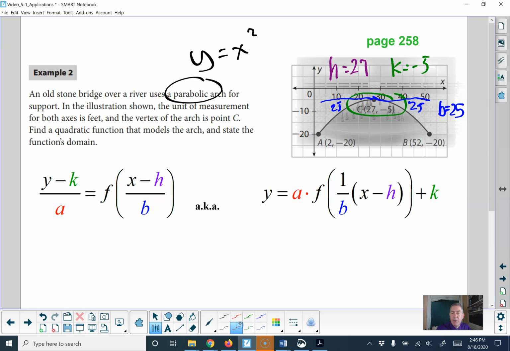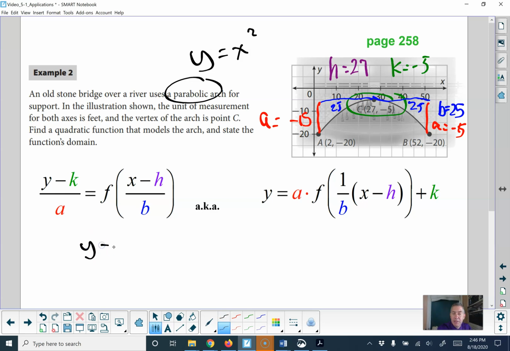And how much up and down? Normally it's up and down 1. Here it's up and down from negative 5 to negative 20. So that's a distance of 15 units down. A is negative 15. Now guess what? We have all of our parameters. No problem. Piece of cake to just enter them into the equation.